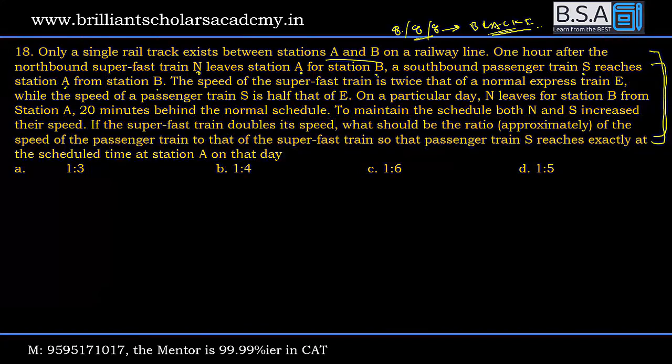On a particular day, N leaves for station B from station A 20 minutes behind the schedule. To maintain the schedule, both N and S increase their speeds. If the superfast train doubles its speed, what should be the ratio approximately of the speed of the passenger train to that of the superfast train so that S reaches exactly at the scheduled time on that day?